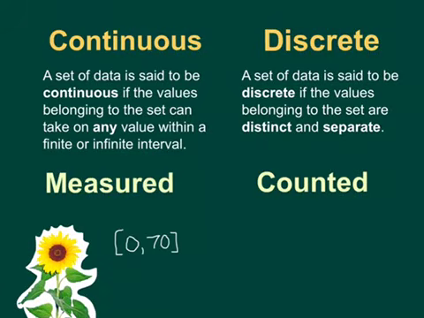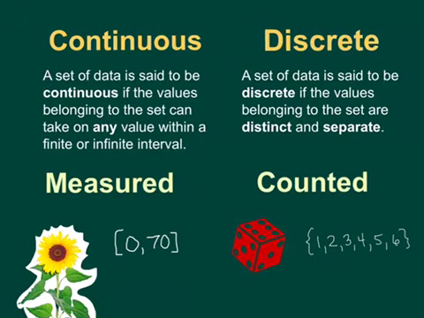Consider the height of a sunflower grown from a seed that is supposed to reach 6 feet or 70 inches tall. We can measure how tall the sunflower is, and we say that the height is anywhere from 0 to 70 inches. We know that the height, therefore, can take any value on the interval from 0 to 70.